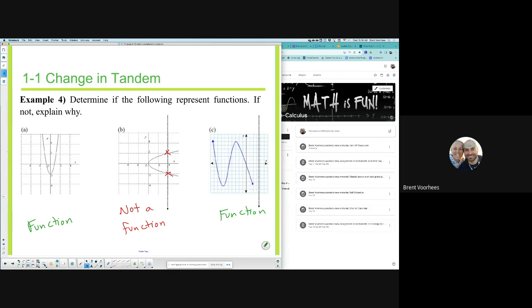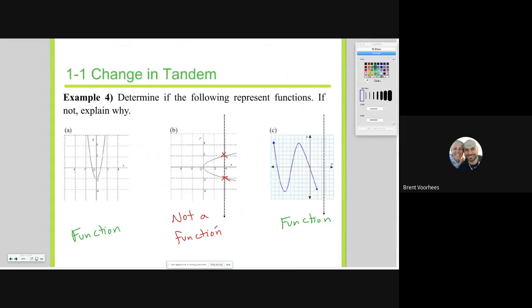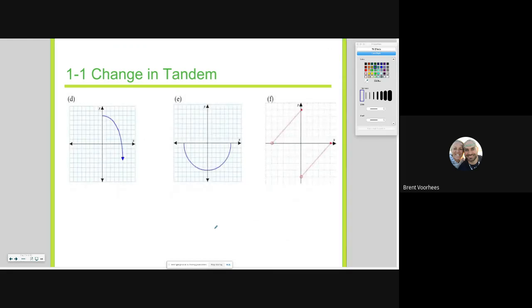I'm going to try something to make it a little easier. All right, what about D here? Function, not a function? What do you think? Function. That's a function. What about this one? Function. What about this one? No. Now, this is tricky here. It's hard to tell. Is that a closed circle or open circle? Look at your packet. Closed.